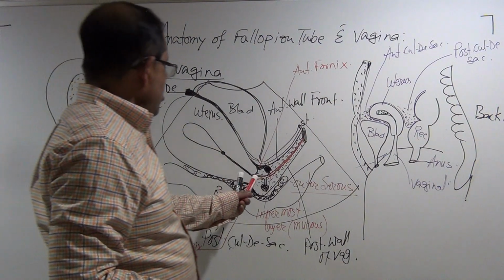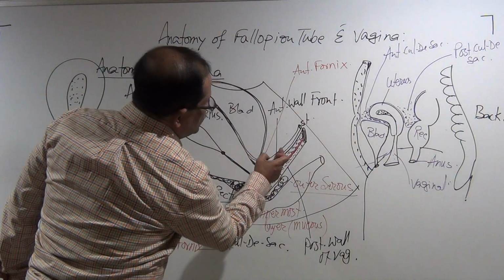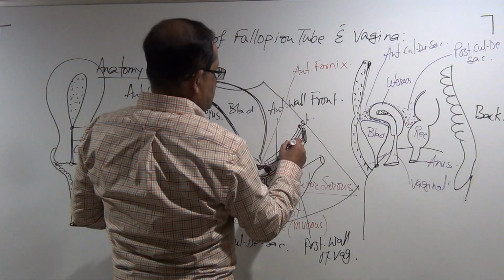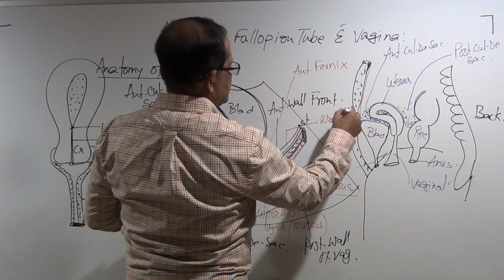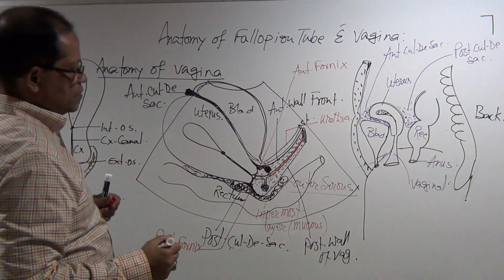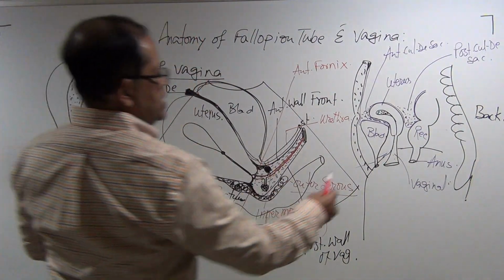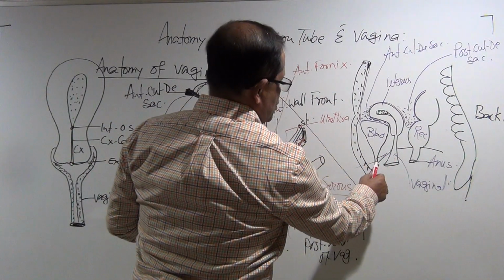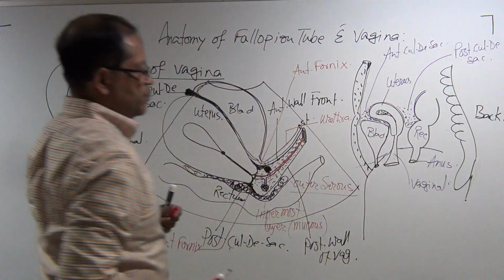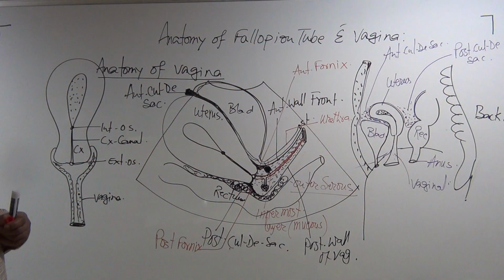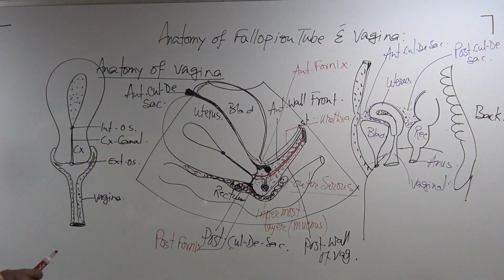Okay, so now this vagina is posterior to the urethra. Look at here, this is the urethra. And the vagina is anterior to the rectum. Look at here, vagina is posterior to the urethra and vagina is anterior to the rectum. Okay, so sonographically you can prove it.